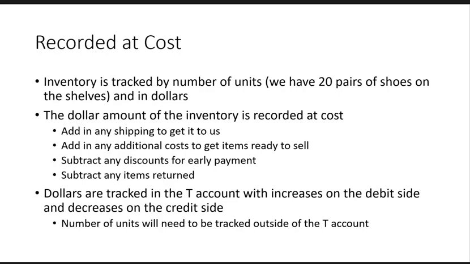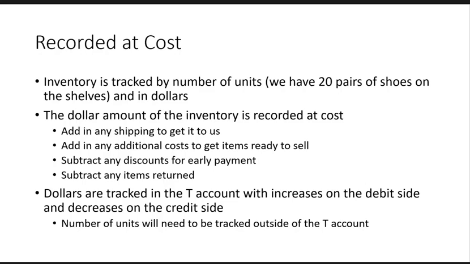So we record inventory at its cost. That includes any cost of shipping to get it to us. Not the shipping to go out to our customers, but the shipping in. So sometimes you'll see the term freight in or shipping in is included in the cost of inventory. So an item that costs us $4 but costs another 50 cents each to ship to us, then the actual cost we're going to end up with in our T account is $4.50 per unit, or however many units we have times that $4.50.